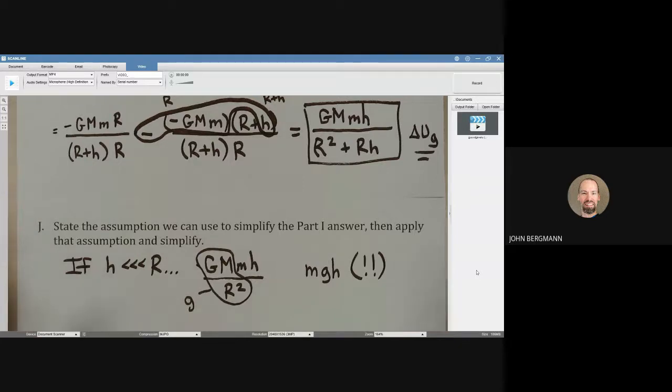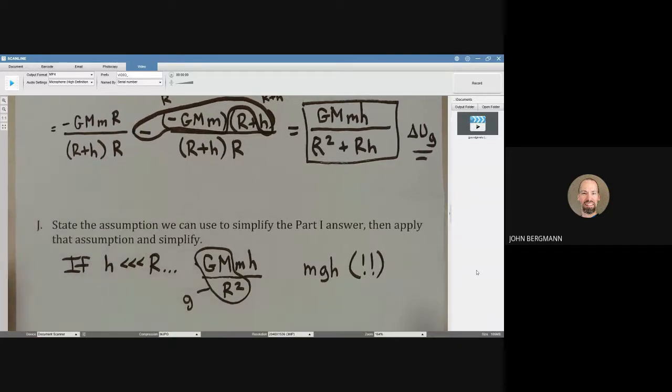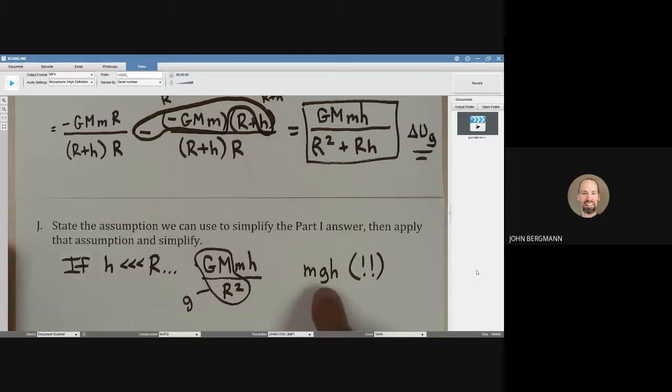If we're talking about the whole planet, if the picture shows the whole planet, you cannot use this simplified version. You have to use the more complicated absolute gravitational potential energy, from which we derive that simplification.